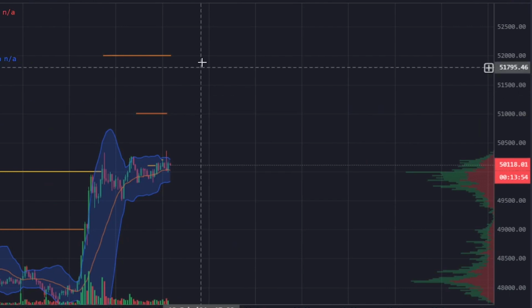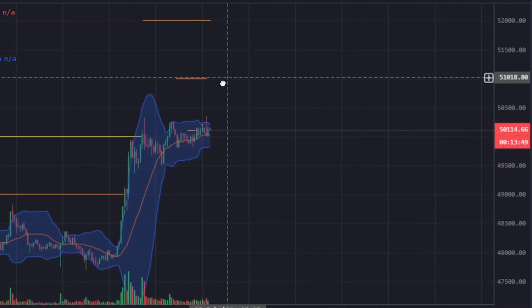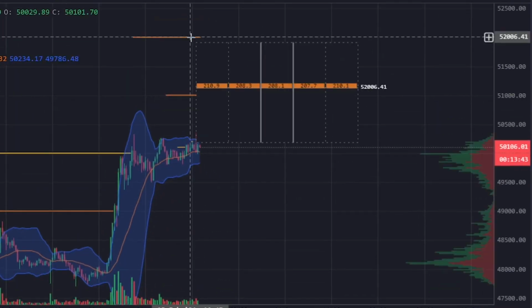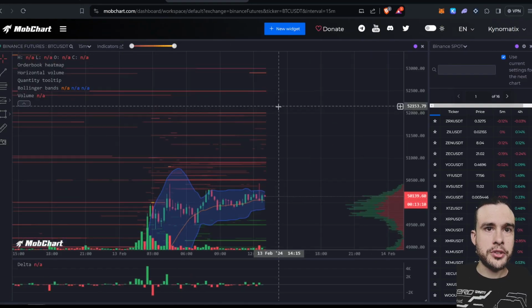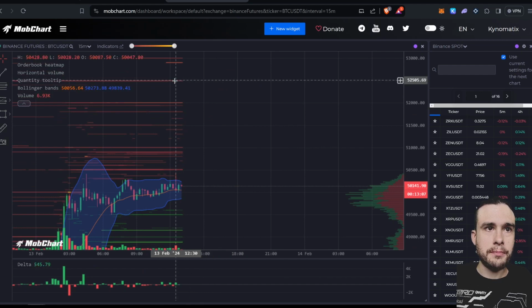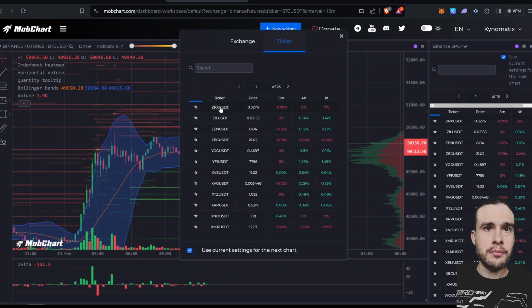So we've got 51K here, pretty standard, and 52K. Just round numbers where people are really putting their sell orders. 210 Bitcoin worth of orders currently here, and this is spot Bitcoin. If we go to Binance Futures, this is all perpetuals, so we don't really see anything too aggressive here compared to spot. So we'll just stick to spot for now because it's showing much stronger levels.